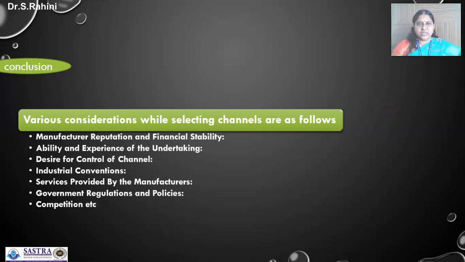The last one is the various considerations. The various considerations while selecting the channels are as follows. Manufacturer's reputation, which we already spoke about, and the financial stability you have, and the ability to purchase directly from the manufacturers, and the experience of the undertakings, and desire for control of channels, or what is your controlling level, the industrial conventions, services provided by the manufacturers, and the government regulations or policies, and the competition above all. So these are all the points you have to keep in your mind while you are getting the product line for your channel, for your consumer products as well as for industrial products distribution.